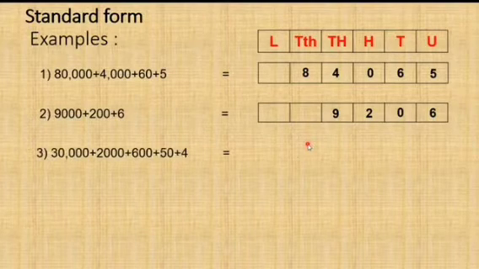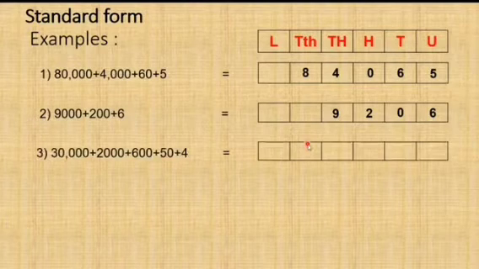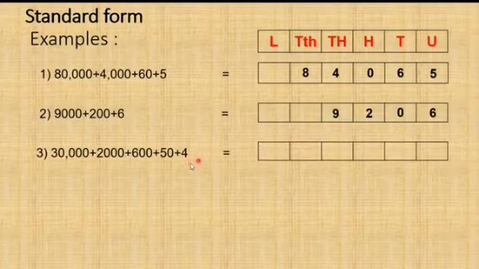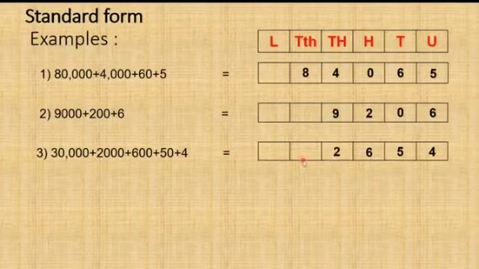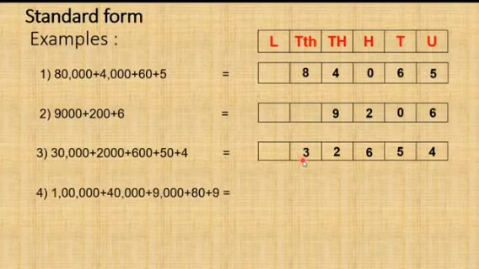Now we take up another example. 30,000 plus 2,000 plus 600 plus 50 plus 4. Now I think we can fill all the digits. Yes. Now units place has 4. Then tens place has 5 because it is 50. Then hundreds place takes 6. Then thousands takes 2. And it is 3 in the 10,000s place.